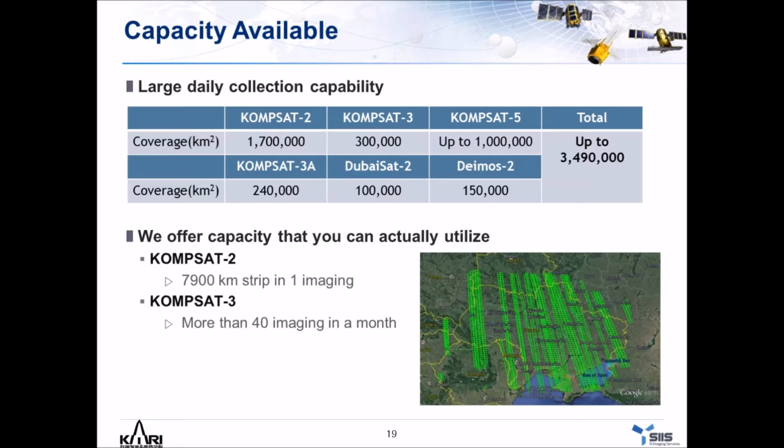Kompsat-2 has a very high duty cycle, so it can acquire a strip of around 8,000 kilometers in length in one imaging acquisition. And Kompsat-3 can provide many imaging chances to the customers. This figure shows an example. This image shows that Kompsat-3 can acquire around 40 image strips within a month.